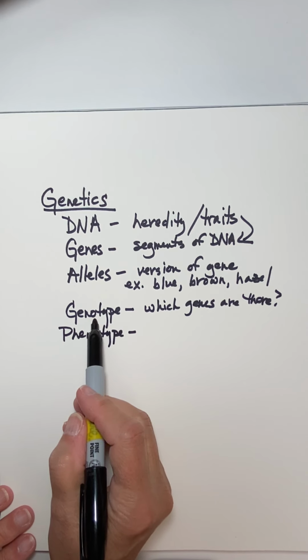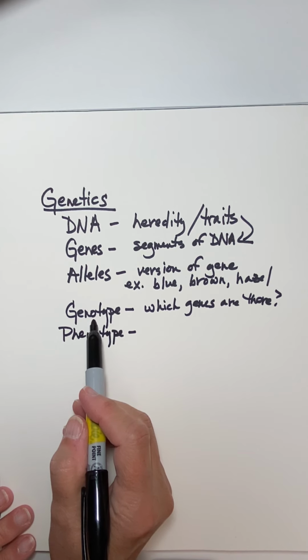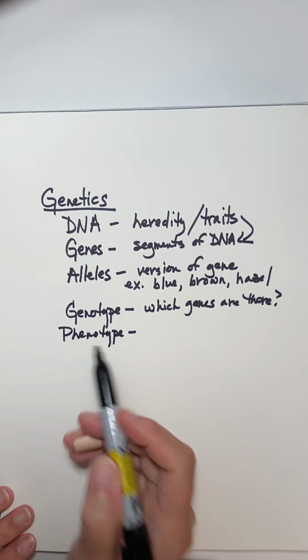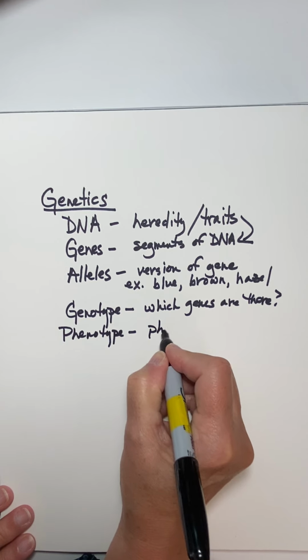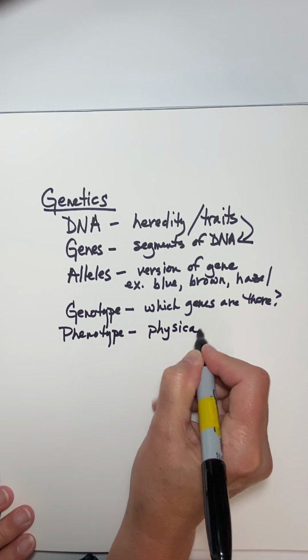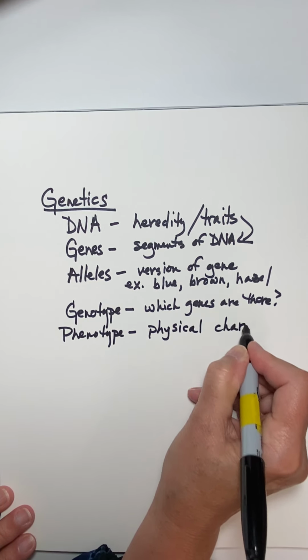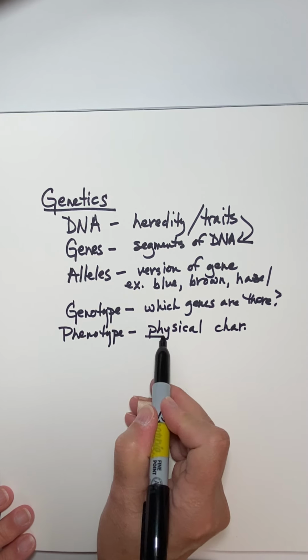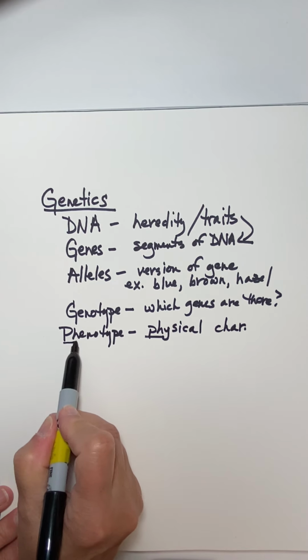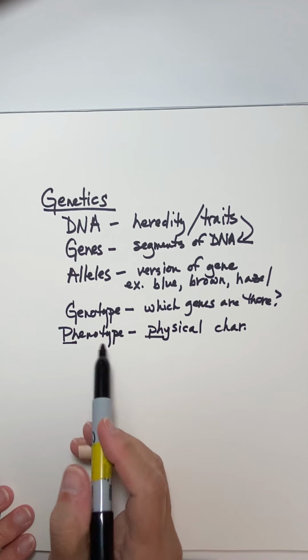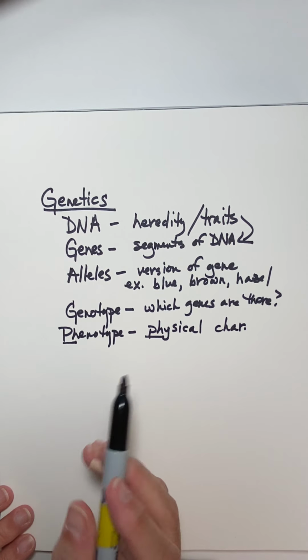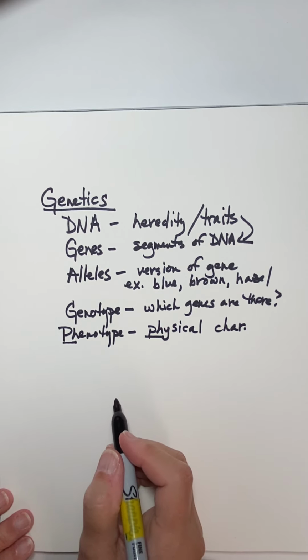Phenotype is another term we use because we can't see the genes in organisms unless we look at their DNA. But what we can see is the phenotype. And this means what are the physical characteristics? Physical characteristics, phenotype, okay? The type of physical characteristics that you see.